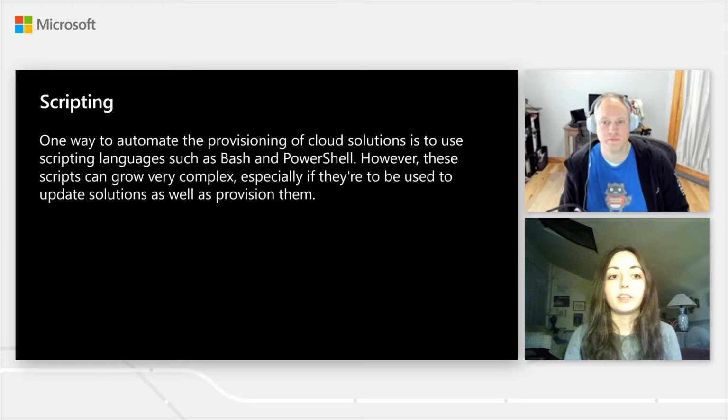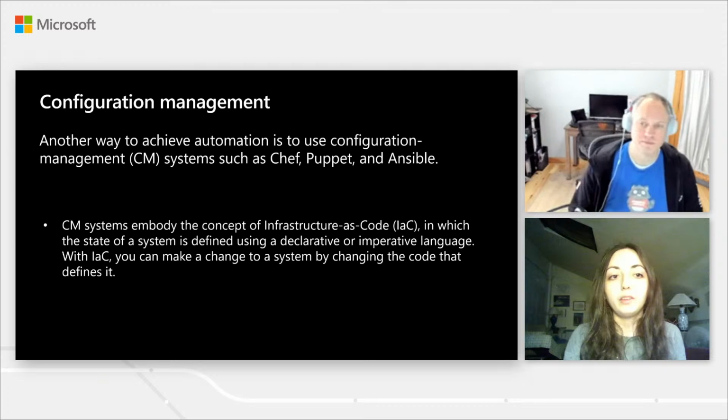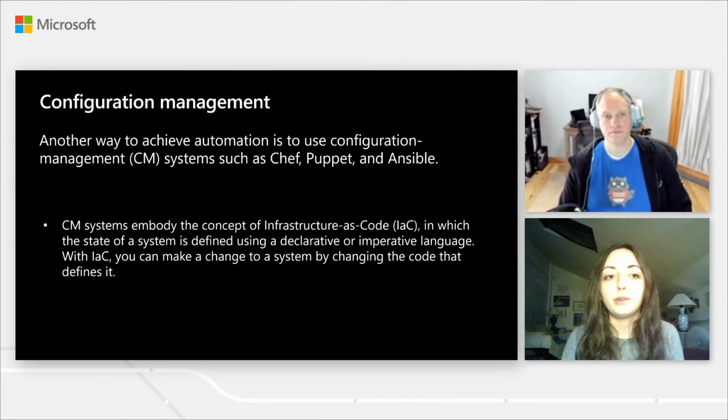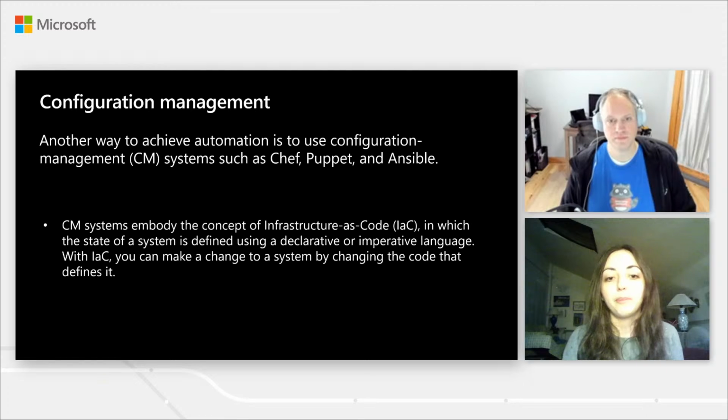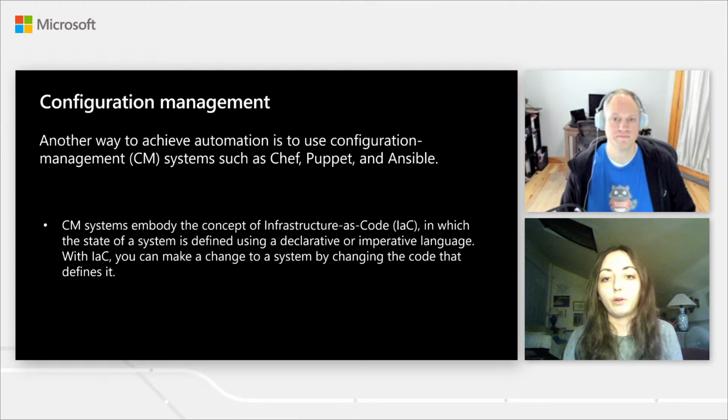One disadvantage of scripts is that they can become very complex because they must anticipate every condition that the human might encounter. Another way to achieve automation is to use configuration management systems such as Chef, Puppet, or Ansible. Configuration management systems incorporate the concept of infrastructure as code, in which the state of a system is defined using a declarative or an imperative language. With infrastructure as code, you can make a change to a system by changing the code that defines it.